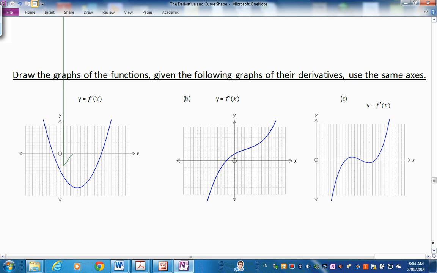Well, here we are. Draw the graphs of the functions given the following graphs of their derivatives using the same axes and no scale. So I want you to pause the presentation and have a go at that. Okay, so we're going backwards here, and let's have a look and see if we can do it. So these are the slopes now of the tangents. So they started off as above the axis positive. So we're doing something like this. Then they went to a maximum value there.